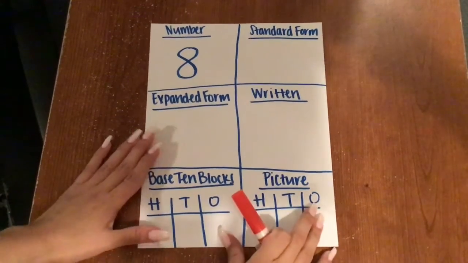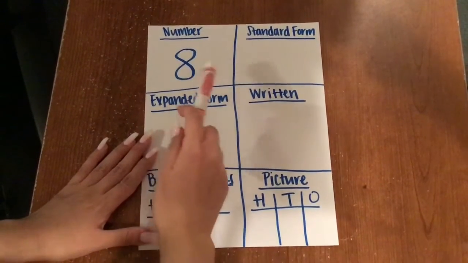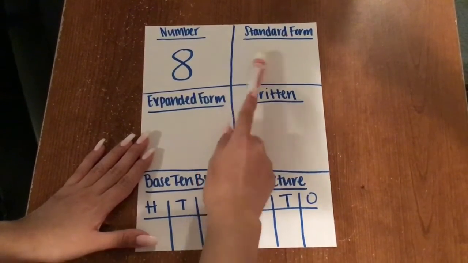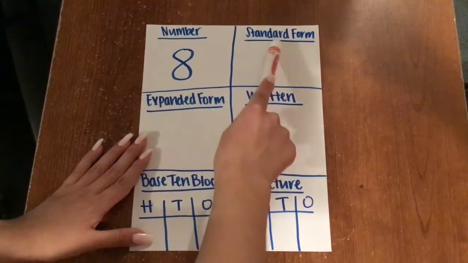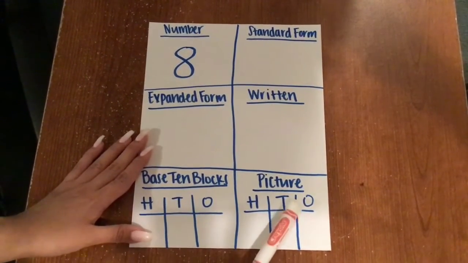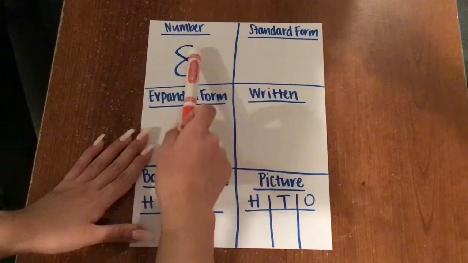Now we're going to practice how to represent a number with all these 5 different types of ways. So we're going to do all numbers, represent them in standard form, expanded form, written, base 10 blocks, and picture. So we're going to start with 8.